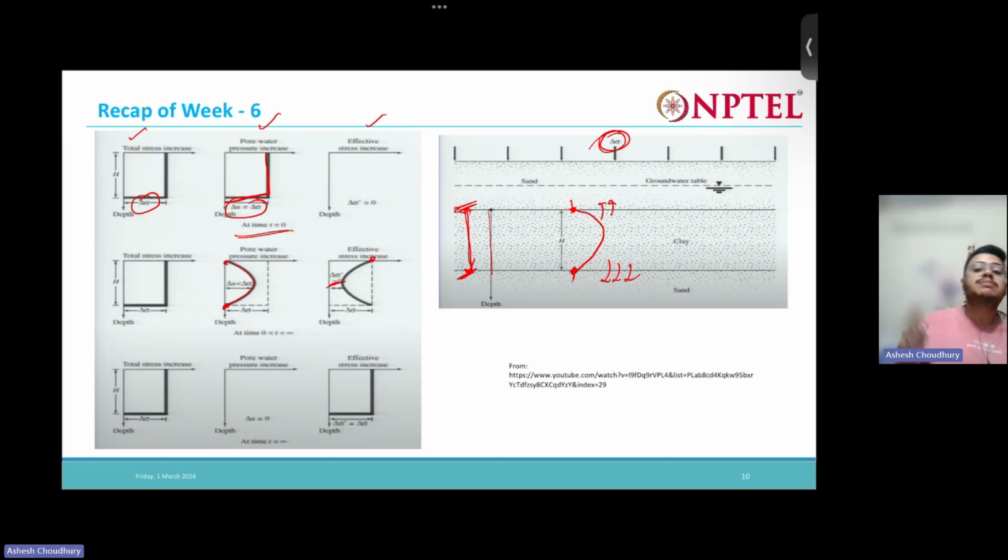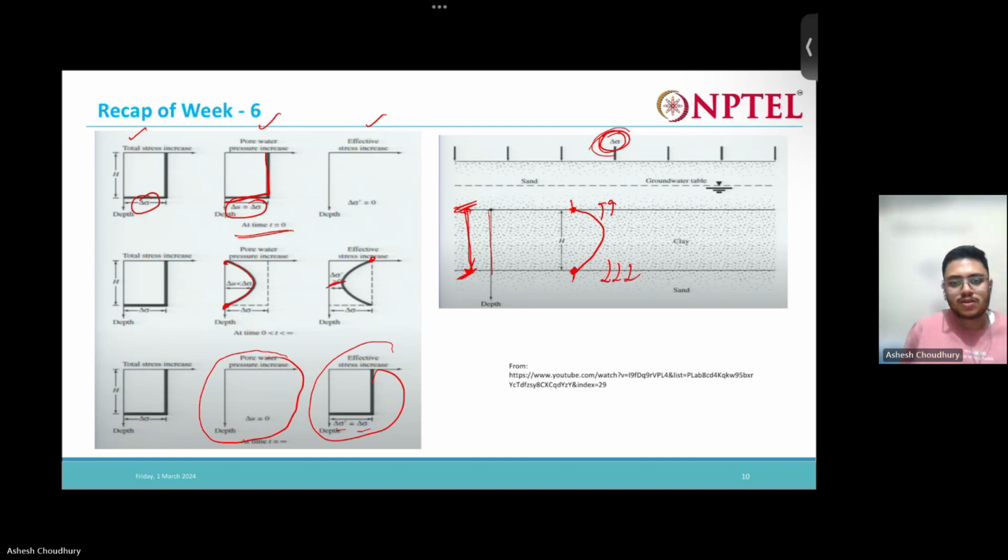And now at time t equal to infinity, all the pore water pressure in the clay has been dissipated by drainage of water. The pore water pressures will become zero, and the effective stress will be equal to this applied stress. All right. So this is the main concept of consolidation.